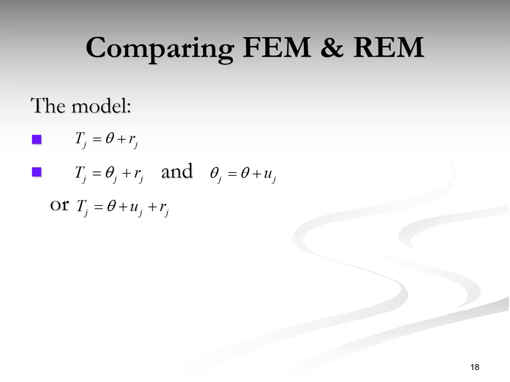Or we can write the two equations in one equation. So the observed effect size in study j is equal to an overall mean effect size over all studies, plus the deviation of the population effect size from study j from the mean population effect size, plus random deviation of the observed effect size from the population effect size from that study j.